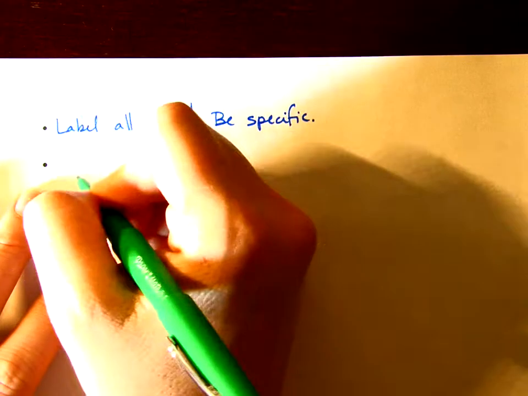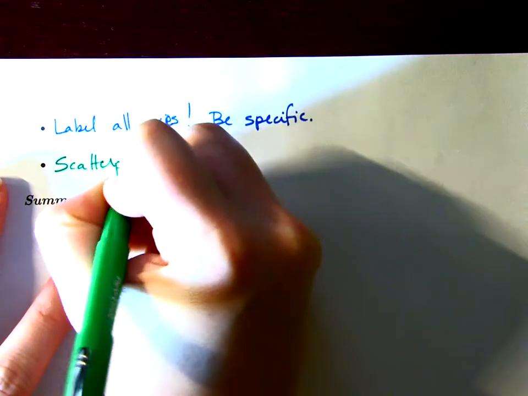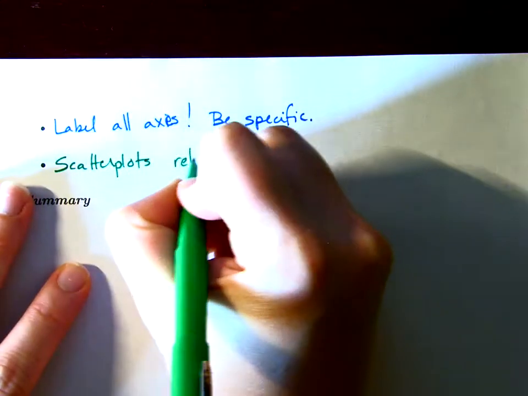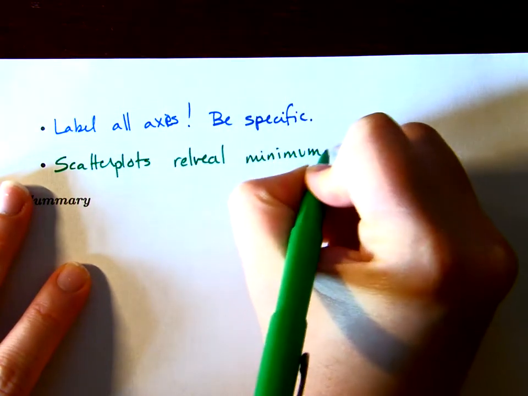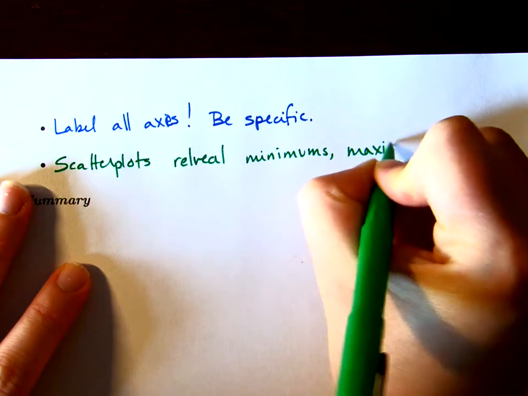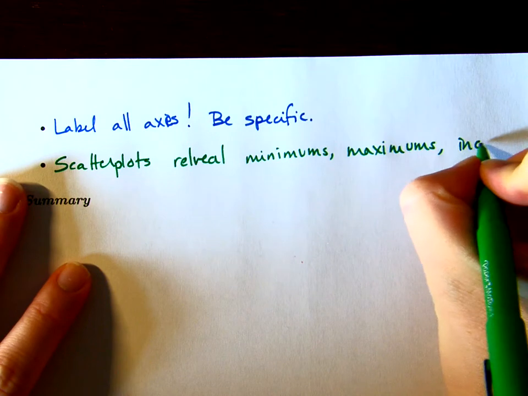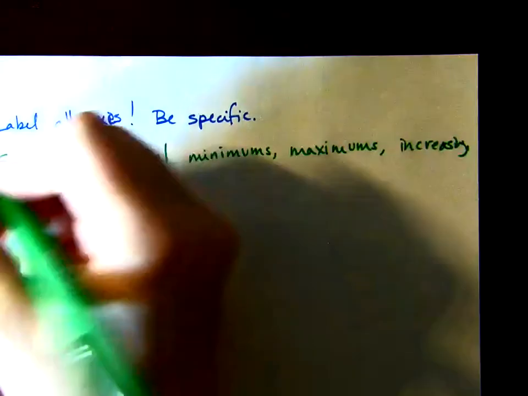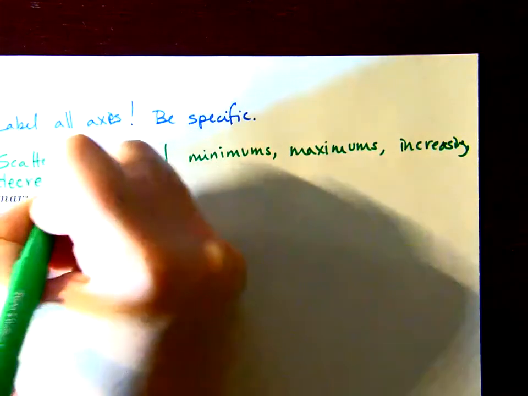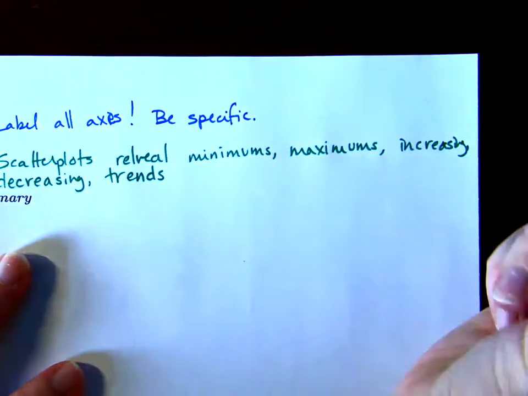So they reveal minimums, maximums, increasing. Is it going up? Is it going down? Increasing. Decreasing. Trends. Is it a bumpy road?